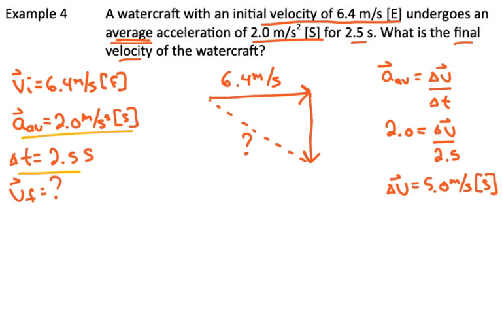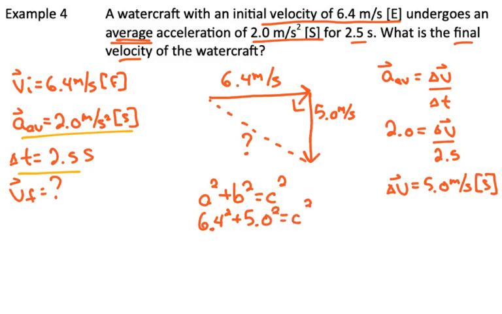So we haven't even dealt with the piece that's moving to the east. We've just been dealing with the piece that's moving to the south. So we have 5.0 meters per second to the south. And now we have enough information here to determine the overall final velocity. This is just a right triangle. We can go to the Pythagorean theorem. Substituting in, I'm going to call 6.4 a and 5.0 b. C is what we're trying to find.